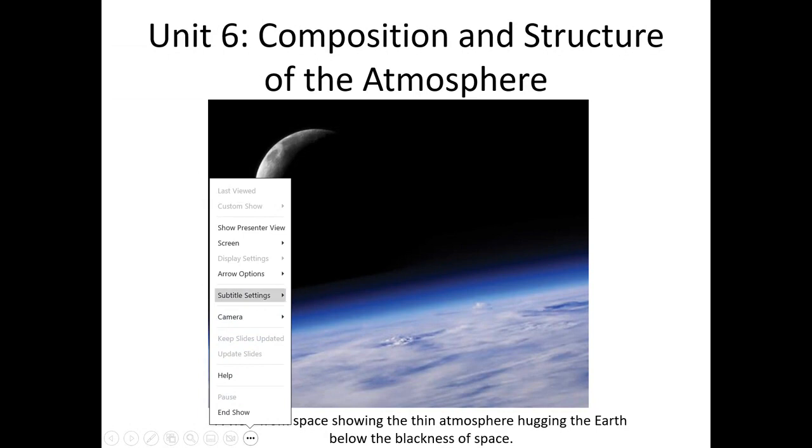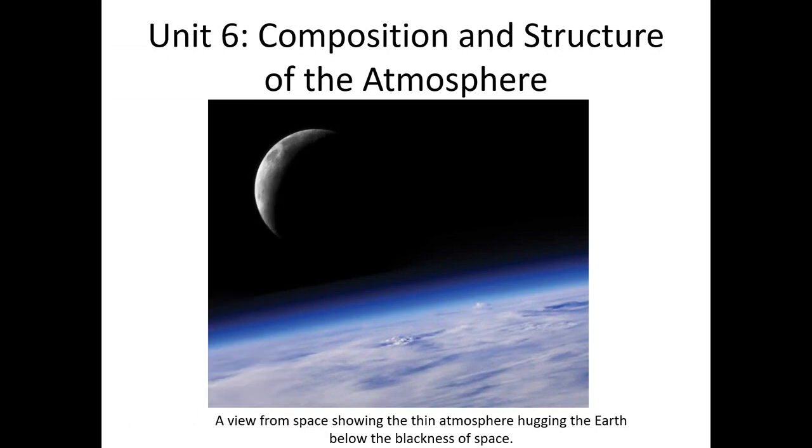So what we'll talk about is part two, which covers 8 different units, 6 through 13. Unit 6 is composition and structure of the atmosphere.